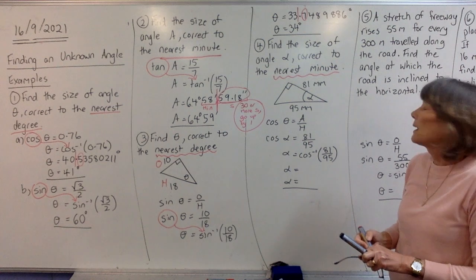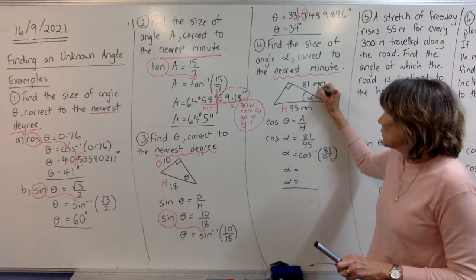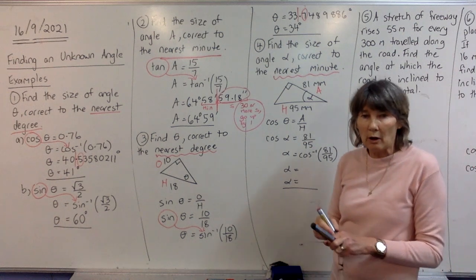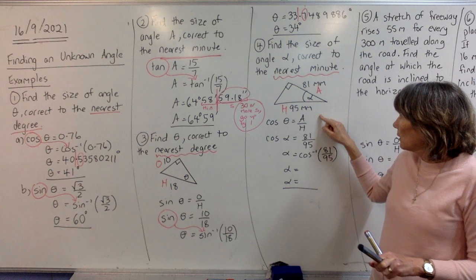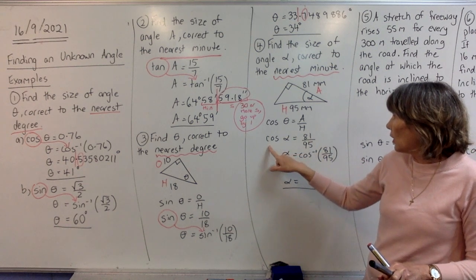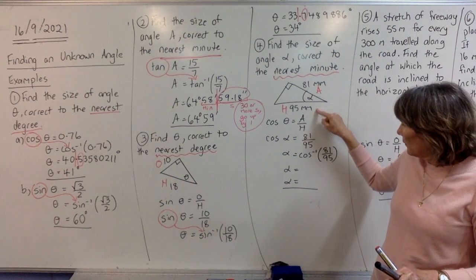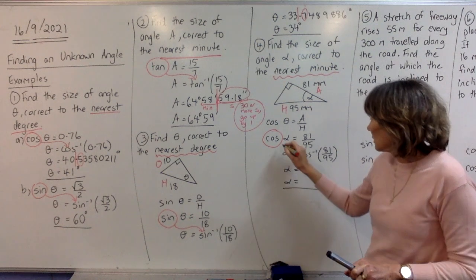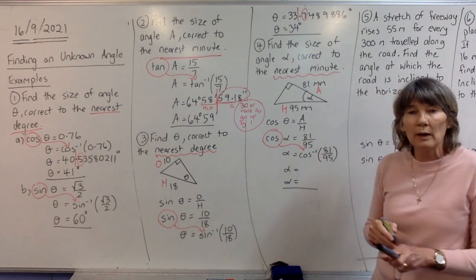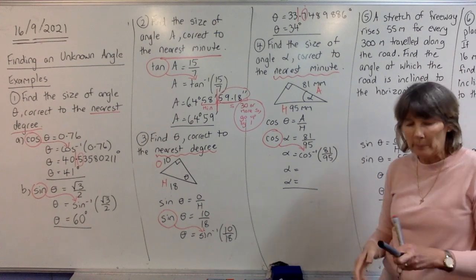So we'll start by labelling our sides. This is your hypotenuse. This one's your adjacent side, so we're using cos. So cos theta equals A over H. Put your numbers and things in. Cos alpha is our angle, equals 81 over 95. Then we're going to get rid of our cos. Come over here and do inverse cos of 81 over 95. Make sure it's all in brackets.